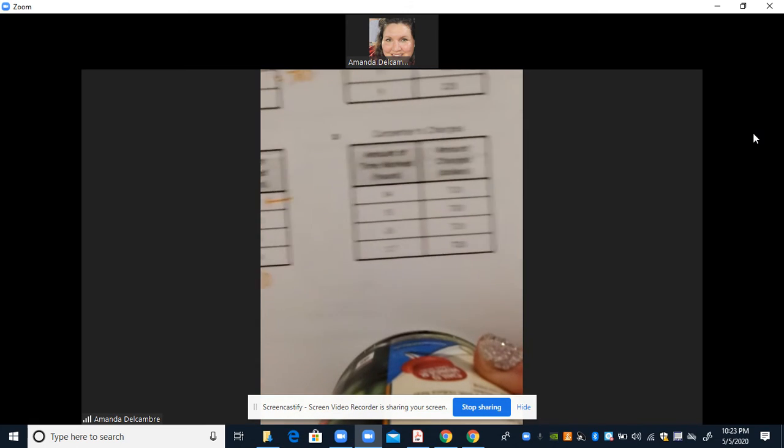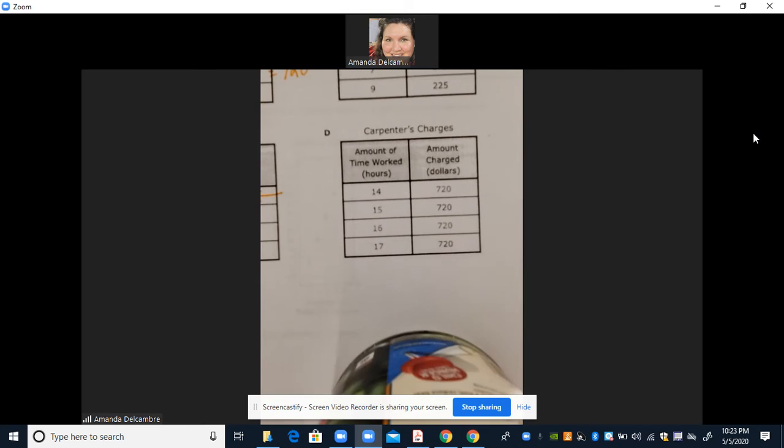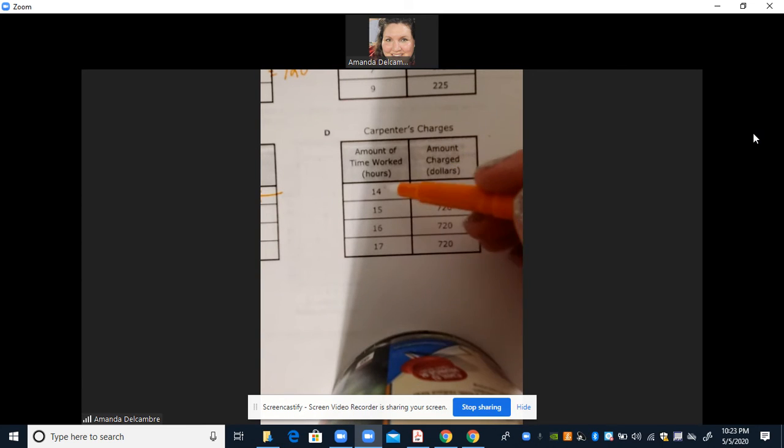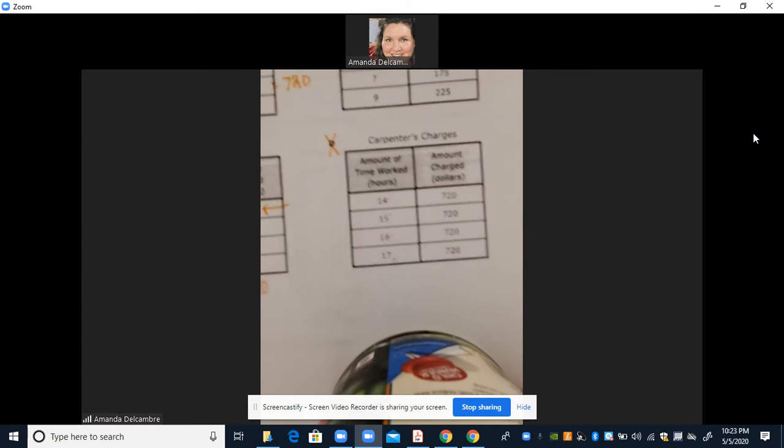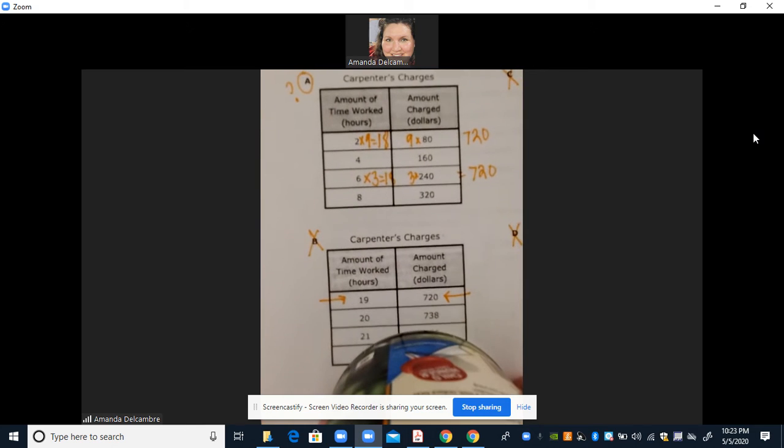Let's look at letter D here. So 14, 15, 16, and 17. So you work 14, 15, 16, 17 hours, and you still made $720. Here you made $720. So this doesn't change. So this could not be my answer. So I'll leave in my only answer choice with letter A.